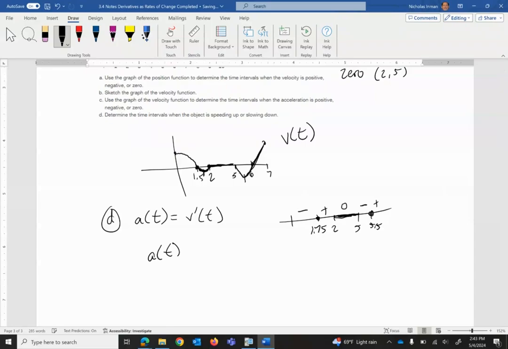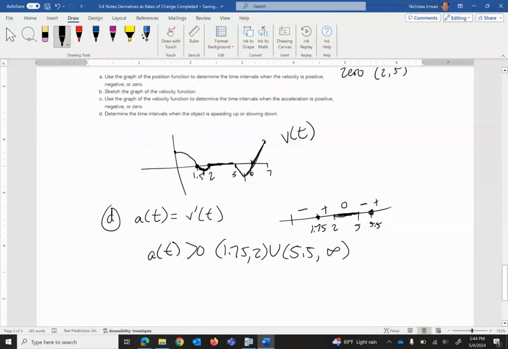So our acceleration is positive from 1.75 to 2, and from 5.5 to infinity. Our acceleration would be negative from 0 to 1.75, so we're slowing down. And then from 5 to 5.5.